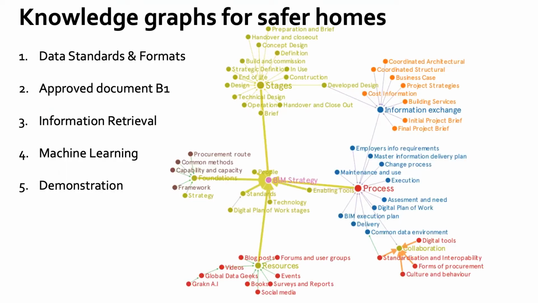So this afternoon, I'm just going to talk about a research project I've been doing for the last couple of months. First, we'll talk about some standards and formats, why approved document B, a bit about information retrieval, machine learning, and then we'll have a quick demonstration on how the system is working in a draft form.